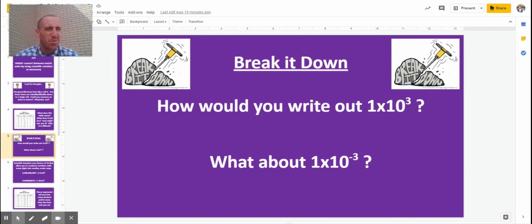All right, so let's break this down for a minute. Let's get into the nitty-gritty of scientific notation. How would you write out 1 times 10 to the third? How would you write out 1 times 10 to the negative third? So let's talk about that first one. What does this really mean? Let's break that down.